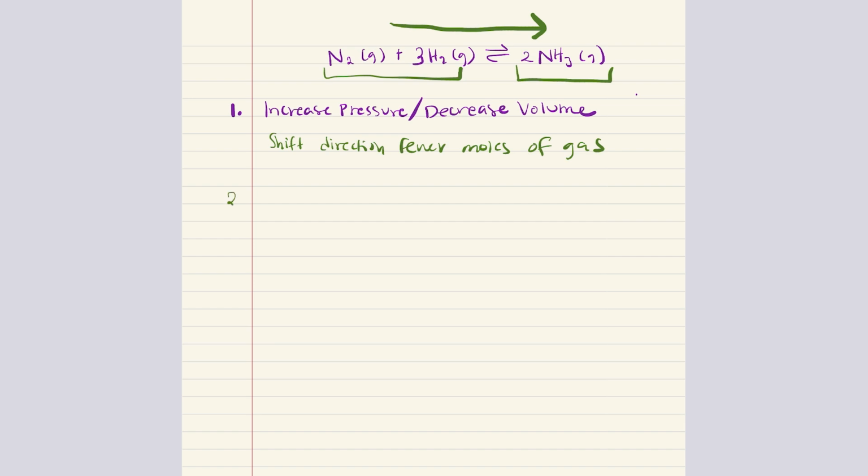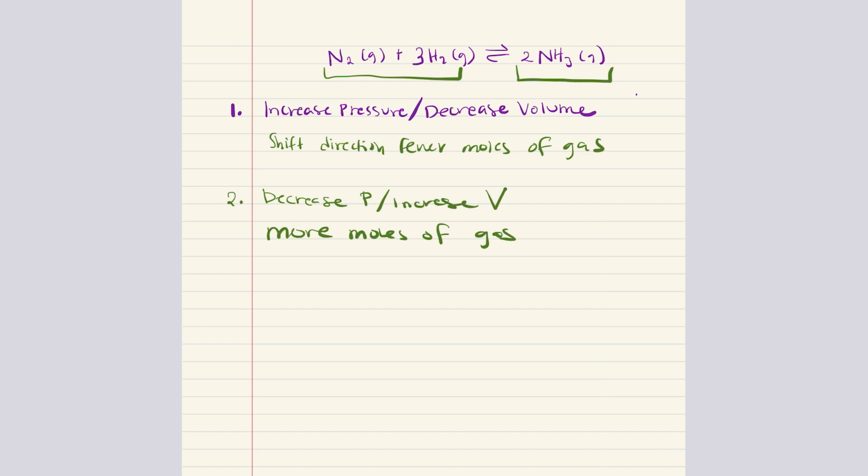Okay, now the second scenario is what if we decrease pressure or increase volume? When you decrease pressure, increase volume, the system is going to shift in the direction that produces more moles of gas, thereby increasing the pressure to reestablish equilibrium. So for our reaction, we said that the reactant side has a total of 4 moles and our product side has a total of 2 moles.